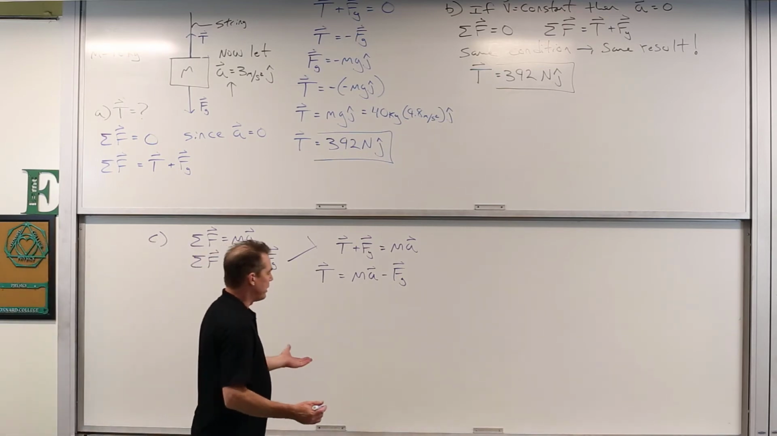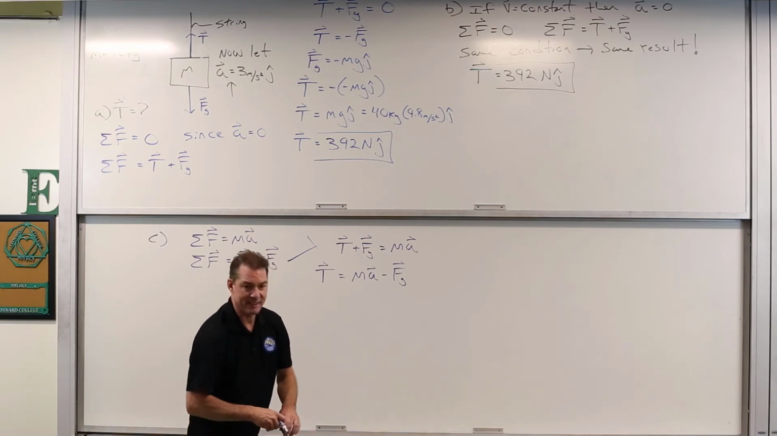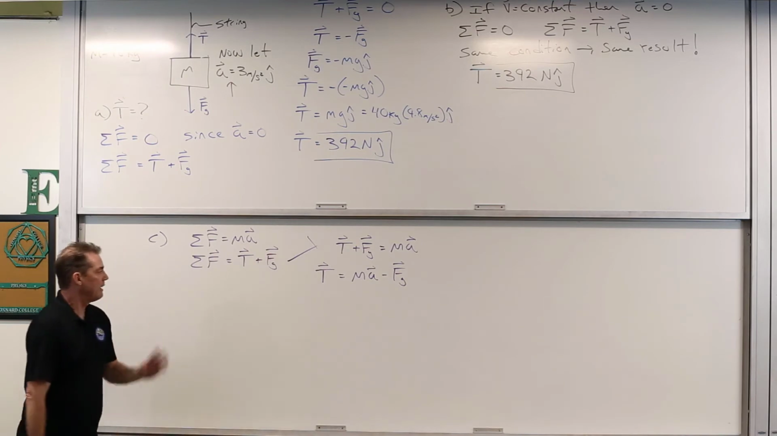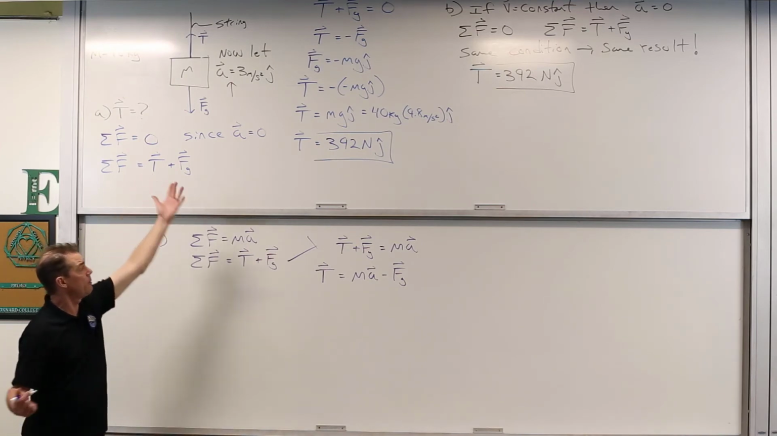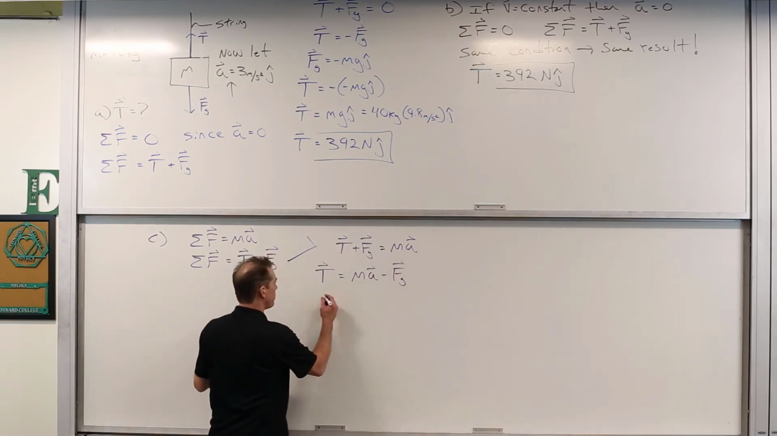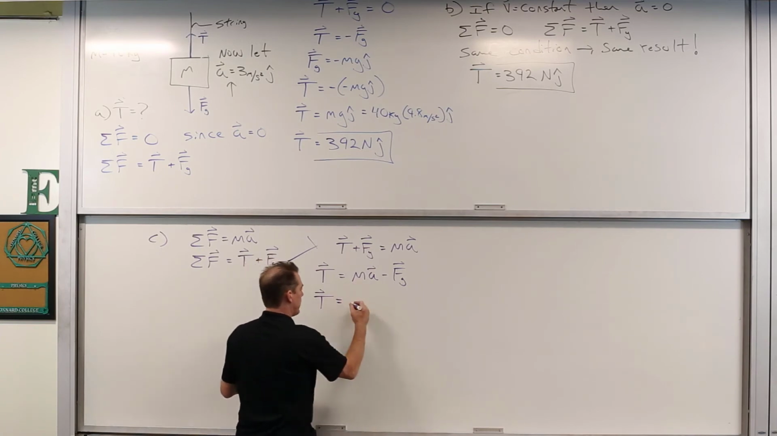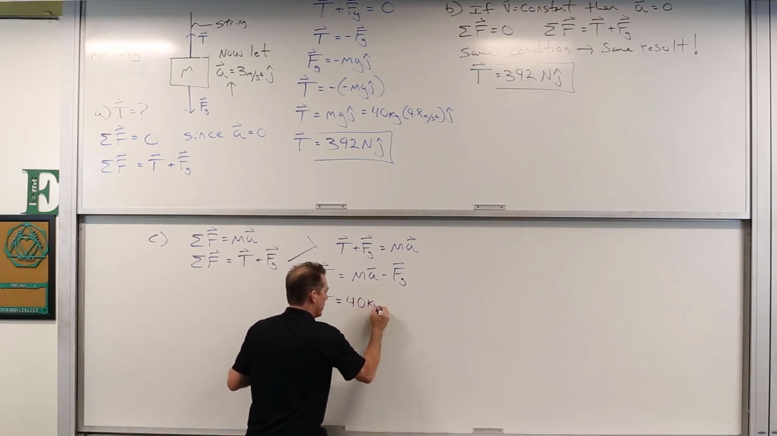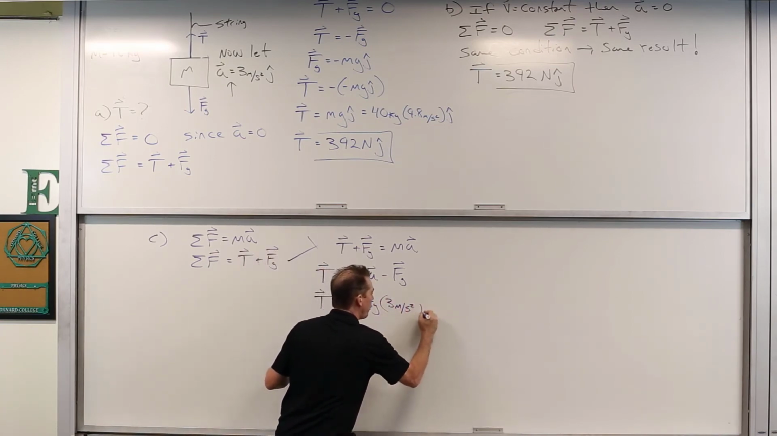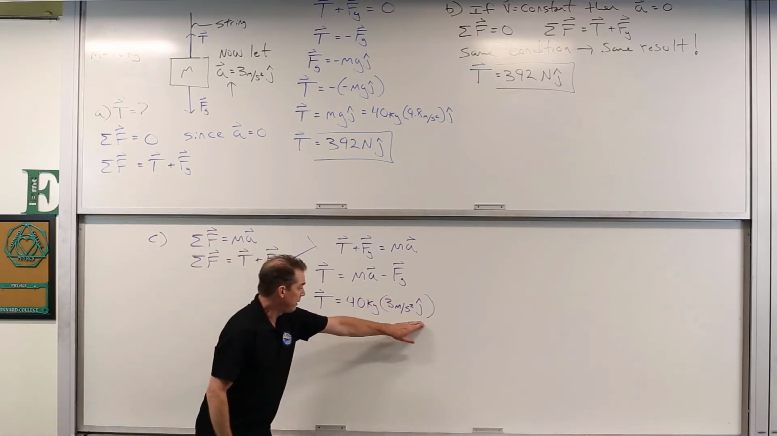So the question is, do we know those? And the answer is, of course we do. We know what the force of gravity is, that's just mg, negative mg J hat. And A hat, we're told specifically, is 3 meters per second squared. So we can go ahead and put those values in, right? T hat is going to be equal to 40 kilograms multiplied by 3 meters per second squared J hat. This is a vector, so you need to treat it like a vector here.